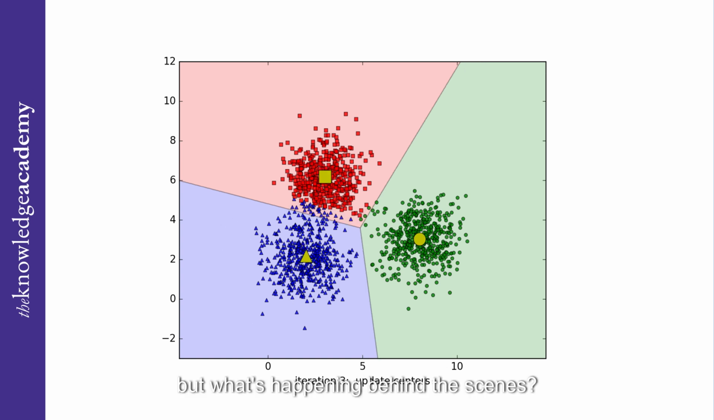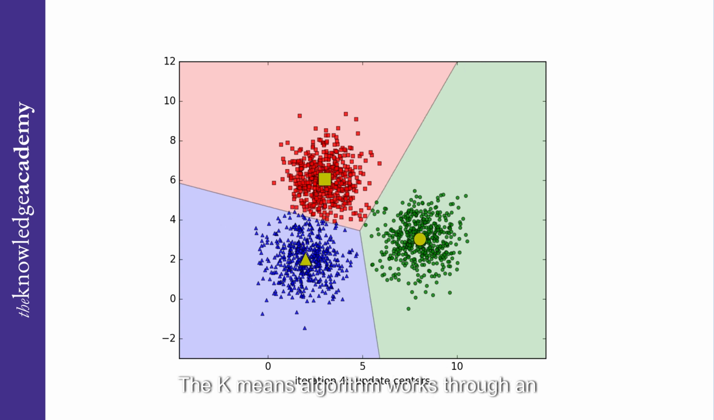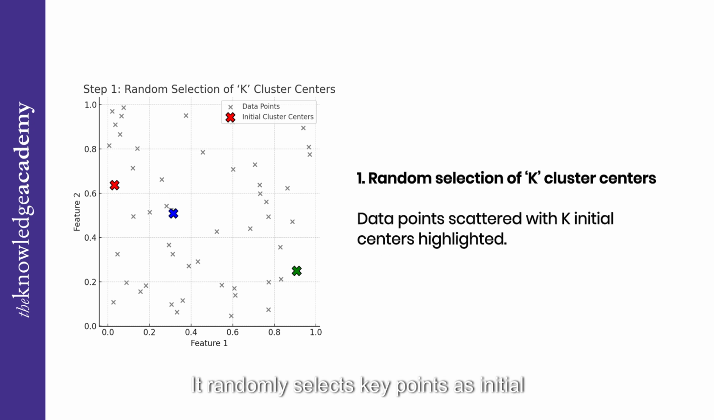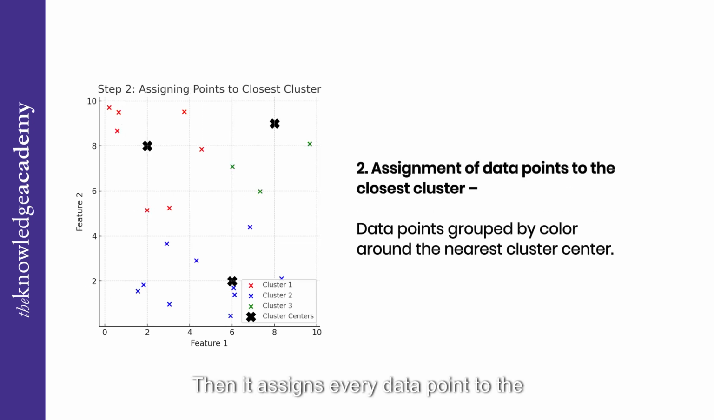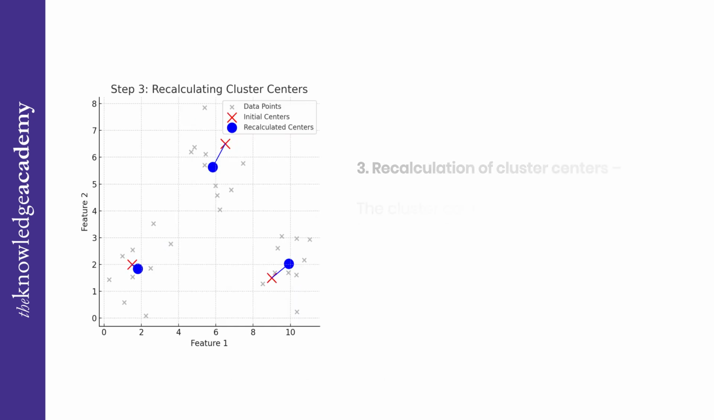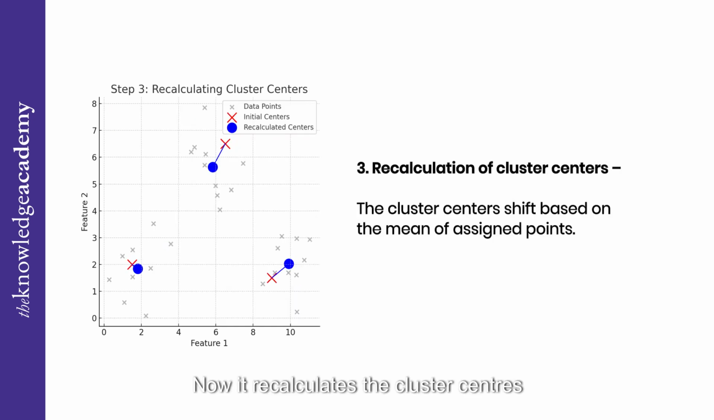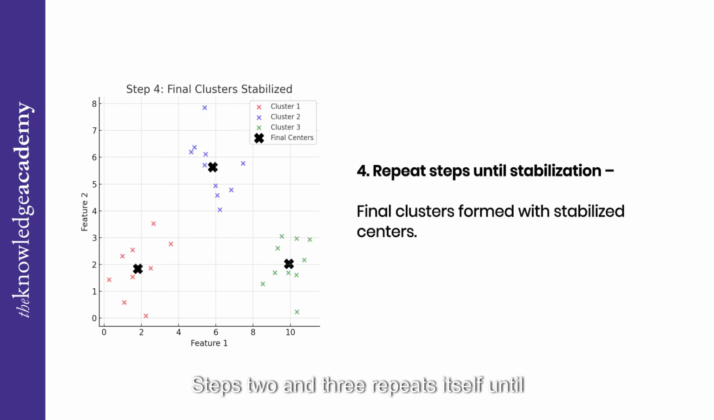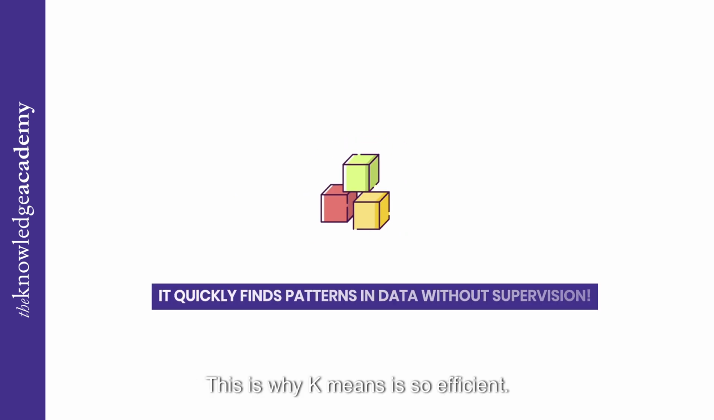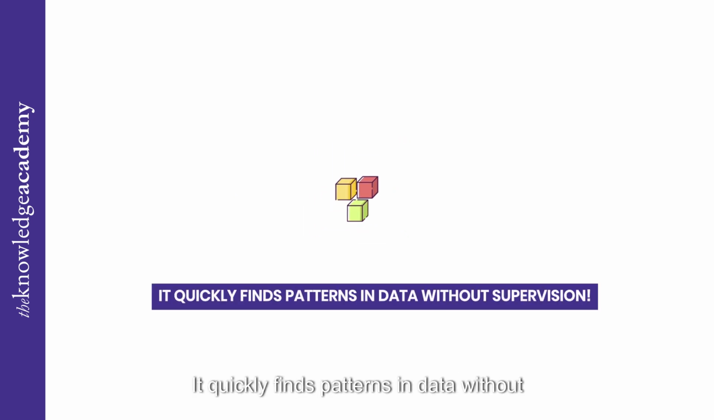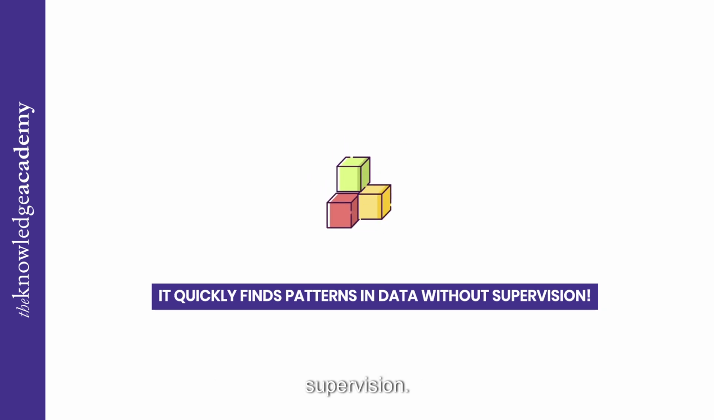All right, but what's happening behind the scenes? The K-means algorithm works through an iterative process. It randomly selects key points as initial cluster centers. Then it assigns every data point to the closest cluster center. Now, it recalculates the cluster centers based on the average position of the points in each cluster. Steps 2 and 3 repeat until the clusters stabilize, meaning they stop changing. This is why K-means is so efficient. It quickly finds patterns in data without supervision.